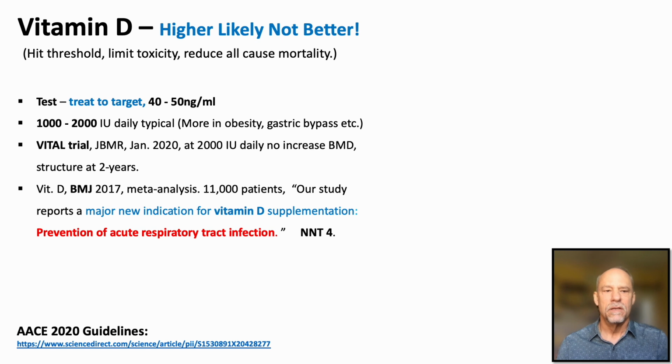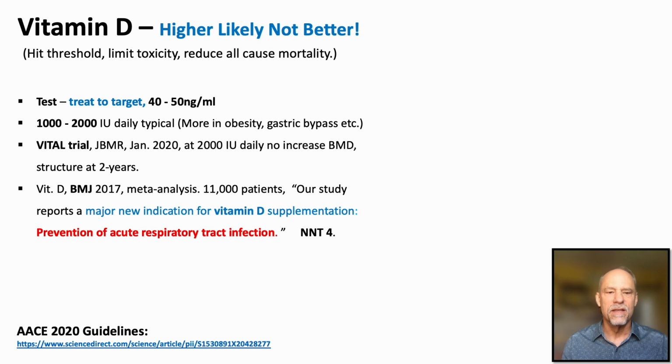Vitamin D. Higher is not likely better. You want to hit a threshold. You want to limit toxicity. So you want to treat to target 40 to 50 nanograms per mil. Typically 1,000 to 2,000 IU is effective, though I certainly have patients that need 4,000 or 5,000 daily, and those who have had things like significant obesity or gastric bypass may need a lot more than that.